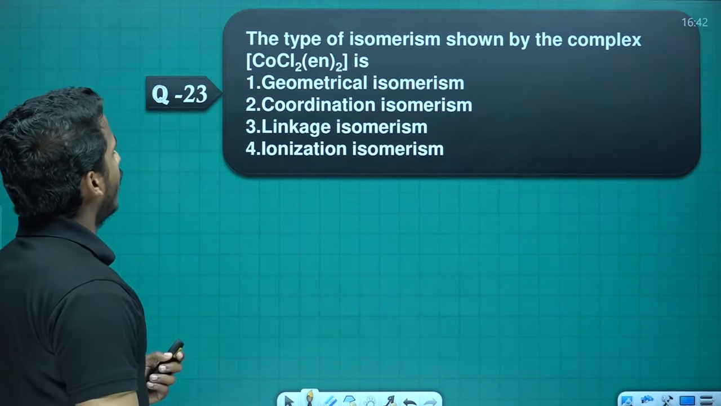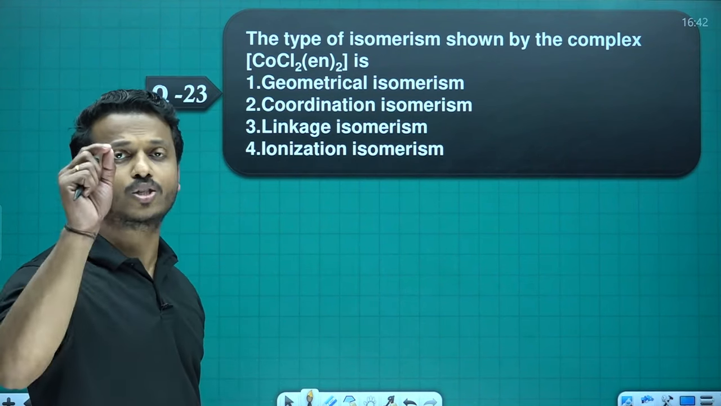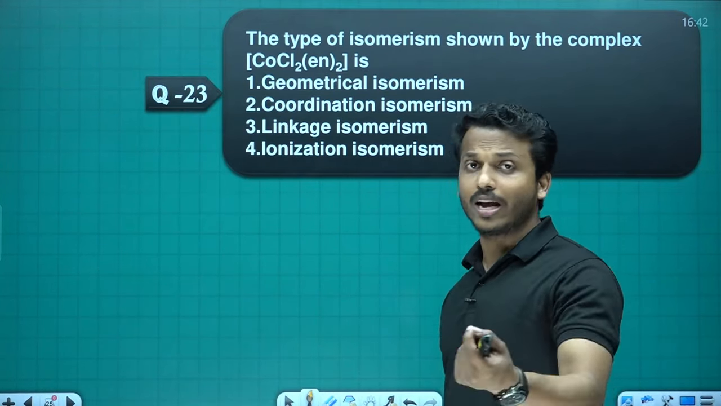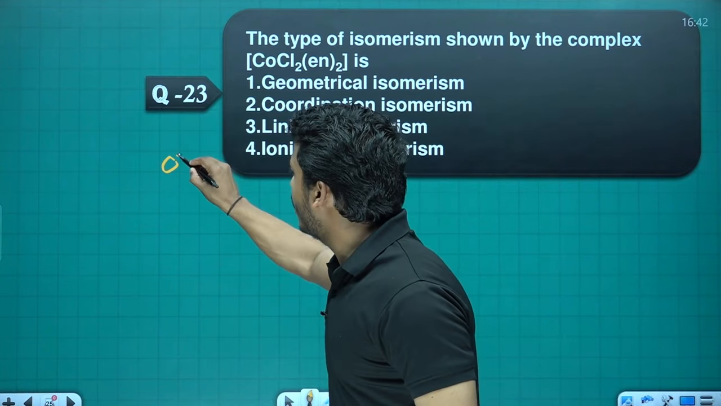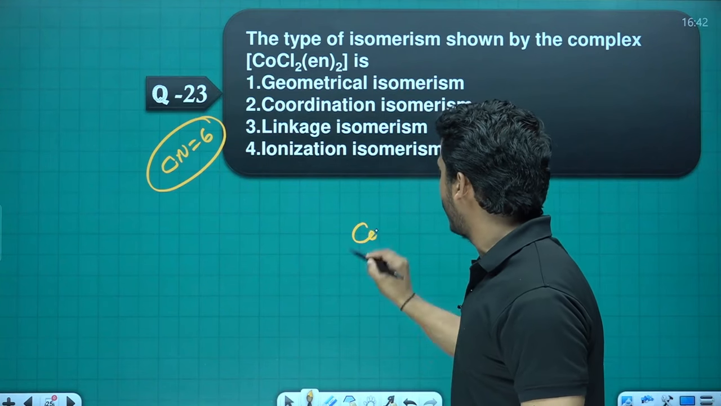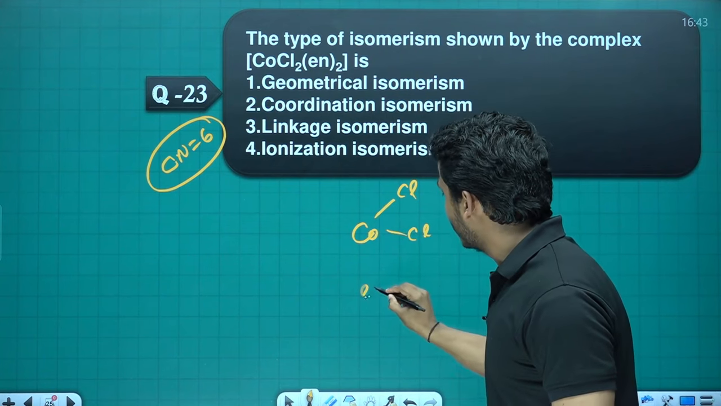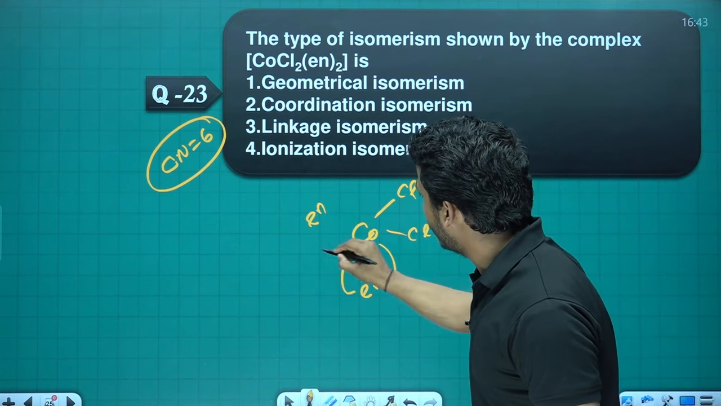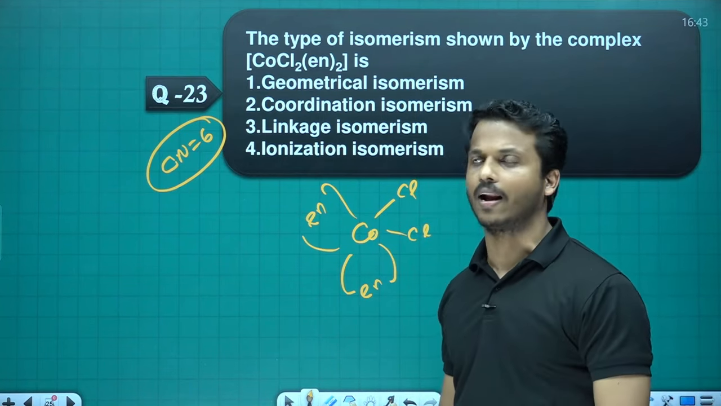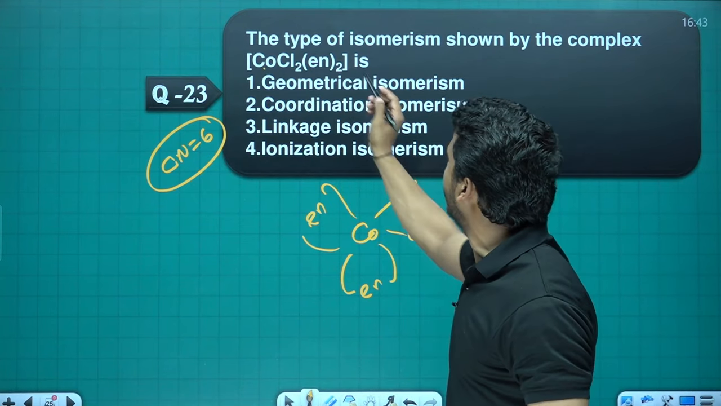Careful. The type of isomerism shown by the complex is, what is this complex? First of all, you have to judge it. This is octahedral. How can you judge it is octahedral? Coordination number should be 6, then it will be octahedral. See here, cobalt is there, right? Cobalt connected to 2 chlorine. Yes, 2 chlorine. And En is there. 2 En means it will provide a total of 6. 6 is the coordination number. That means it is octahedral. What is this type? This type is Ma2B4.